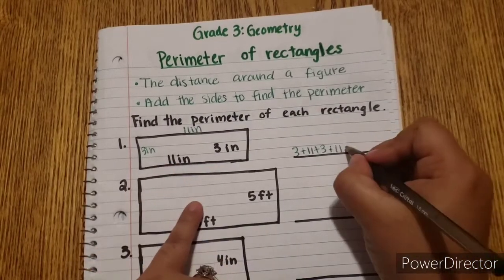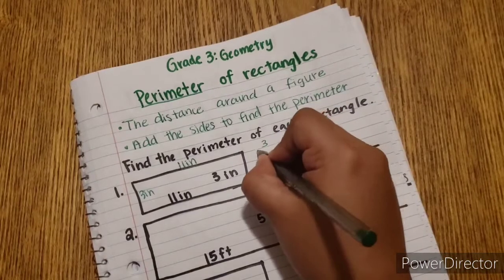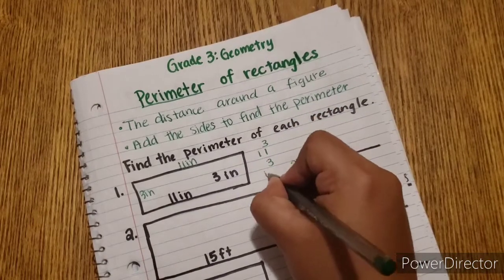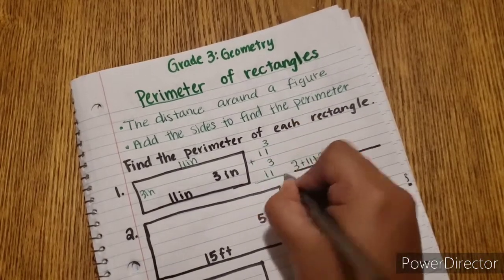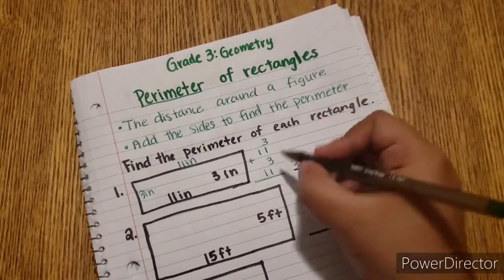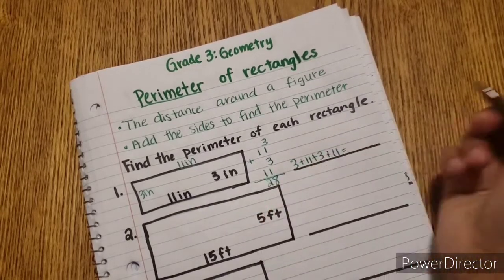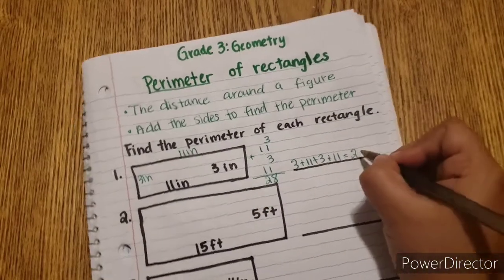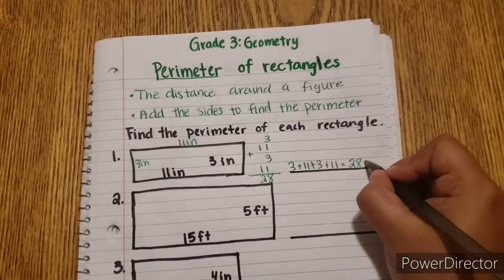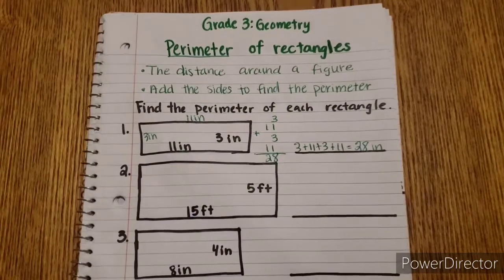So let's go ahead and add that. Let's do that right here. 3, 11, 3, 11. Let's add that. So we have 3, 4, 5, 6, 7, 8. Then we have 1, 2. So the perimeter is 28 inches. Let's go on to the next one.